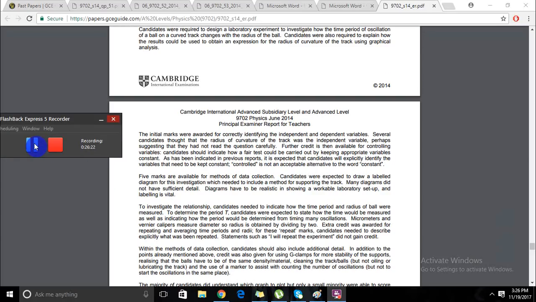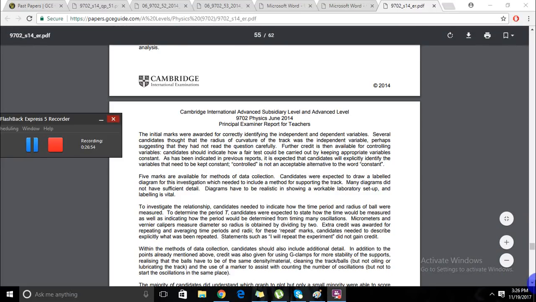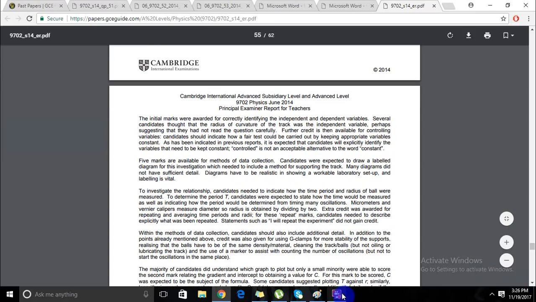The labeled diagram for this investigation needed to include a method for supporting the track. Time period and the radius were measured. How much time it would be measured. How the period would be determined from timing many oscillations, micrometers, repeating and averaging the time period. Additional detail: G clamps for more stability, the same density material, cleaning the track and the ball to assist with counting the number of oscillations.